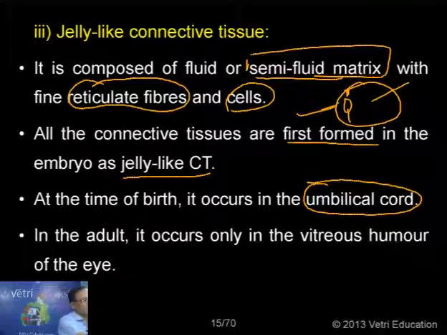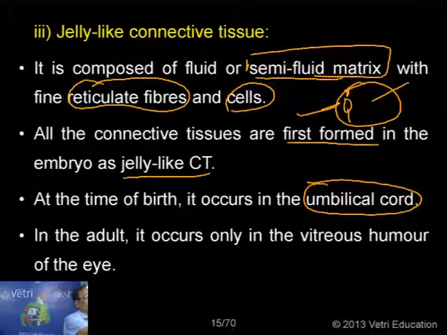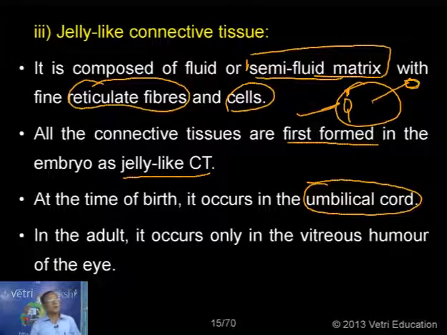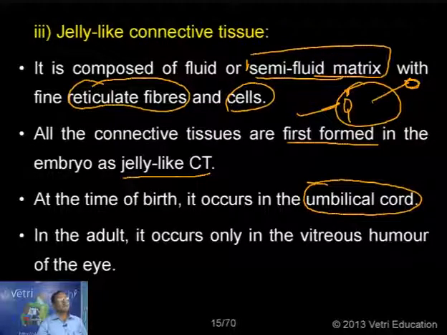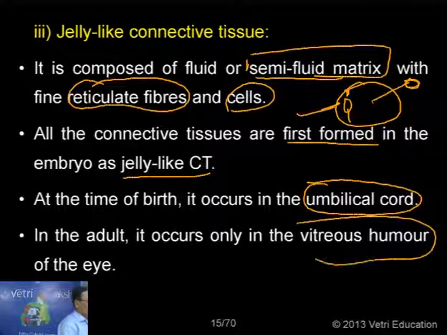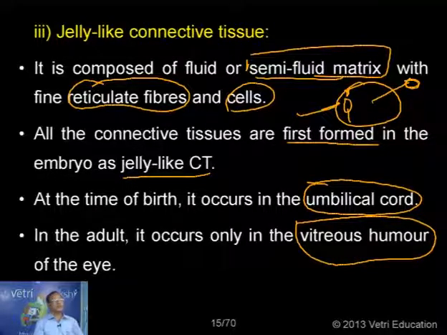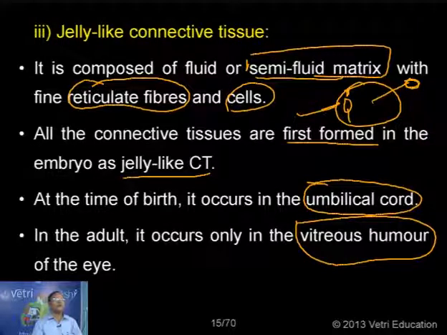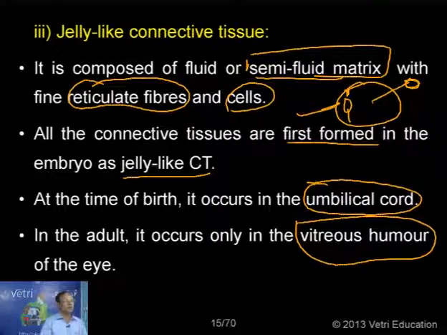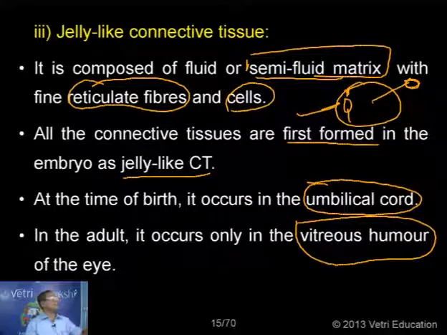The cavity in front of the lens contains a fluid called aqueous humor. Similarly, the cavity formed behind the lens, the posterior chamber, contains a fluid that we call the vitreous humor. The vitreous humor contains this type of connective tissue. It is normally jelly-like, responsible for maintaining the shape of the eyeball, and it contains this jelly-like connective tissue.